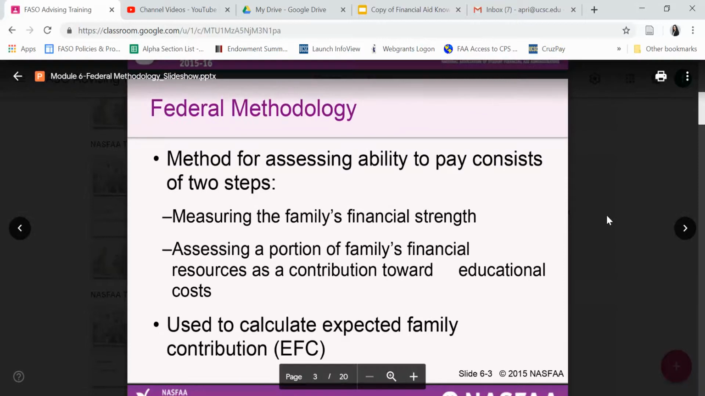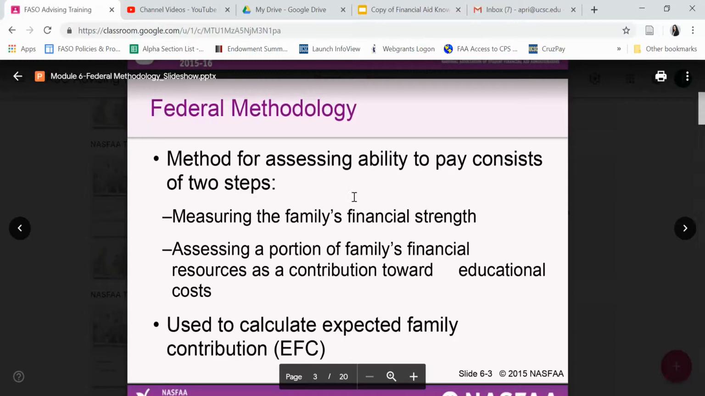As I mentioned in the other video, you're going to go over the different formulas, but basically those formulas are referred to as a federal methodology. Some institutions have their own institutional methodology, and the difference between the two is essentially that an institution can determine what components they include in their formula. But the federal formula is very static. No one can change the federal formula, okay? It's set in place by law.